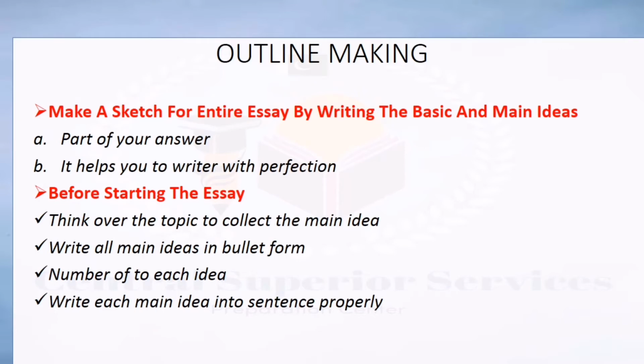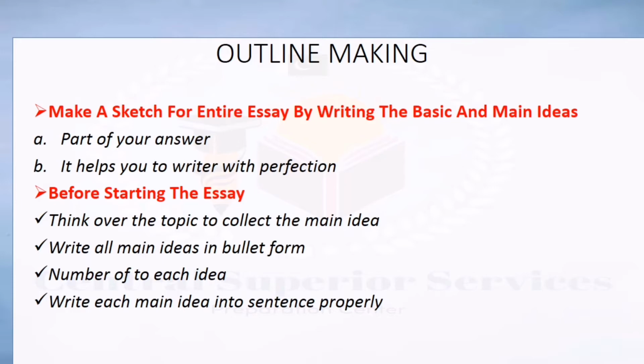Making an outline for an essay means to make a sketch for the entire essay by writing the basic and main ideas which are to be elaborated to write the essay. Making an outline is important for 2 reasons. Firstly, it is part of your answer and asked in the question, and secondly, it helps you to write an essay with perfection. Before starting to write the essay, think over the topic to collect the main ideas which you will elaborate in the essay.